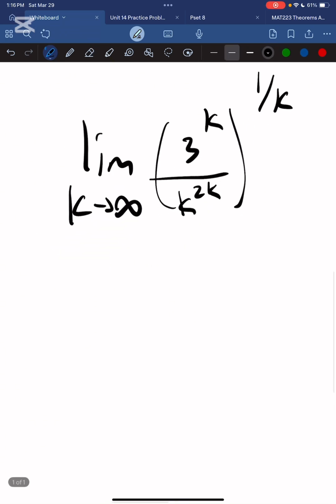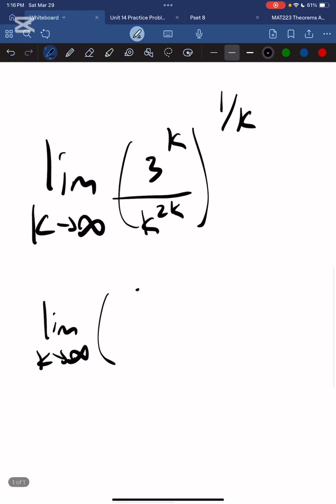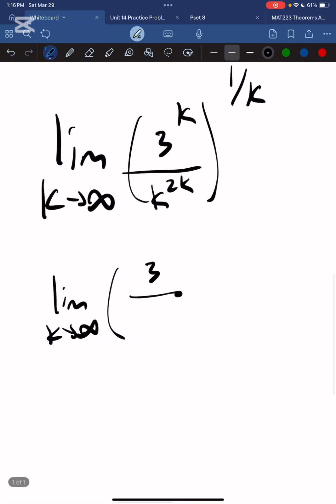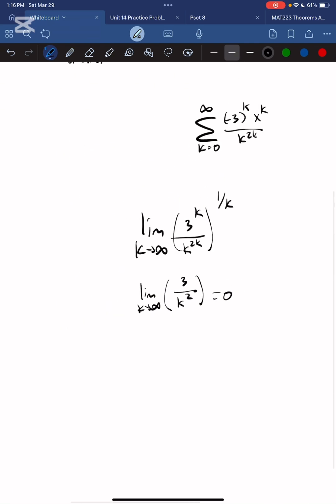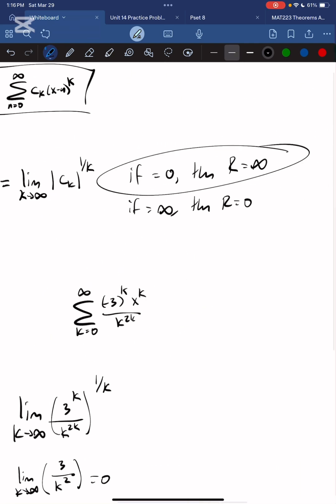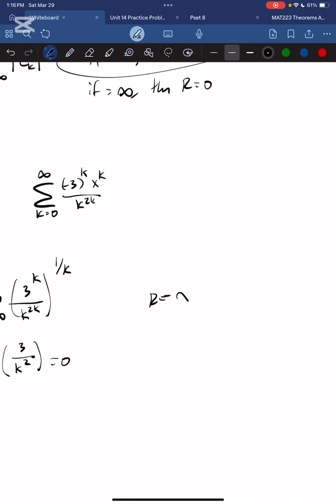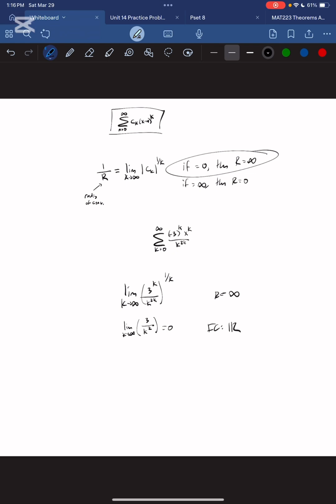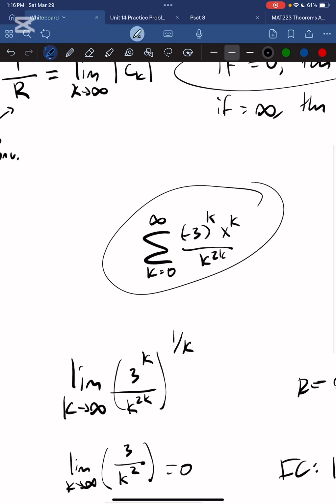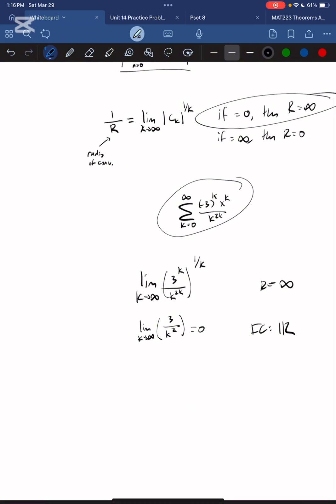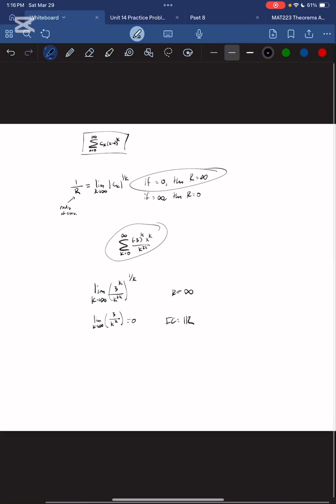And now all of this is to the 1 over k. So using exponent rules, this top just becomes 3, and this bottom becomes k squared. And this is equal to 0, meaning our radius of convergence is equal to infinity, meaning our interval of convergence is just the real numbers. Pretty cool, eh? Because you wouldn't really be able to see that based on just this. Like maybe you could, but I don't know. But yeah, that's the root test for interval of convergence.